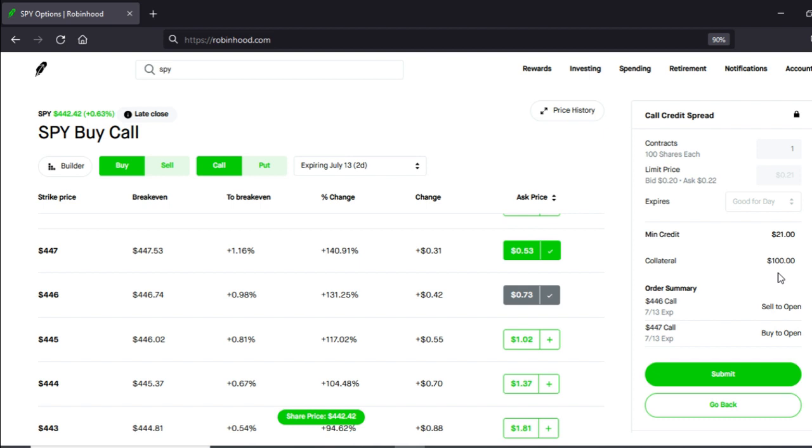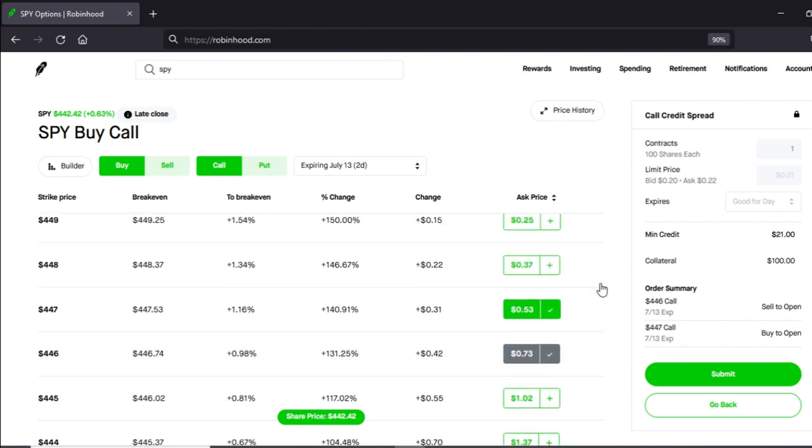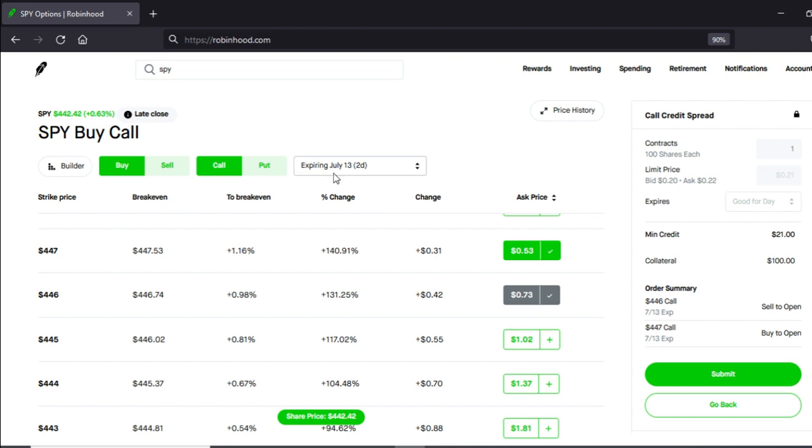But let me go ahead now and show you the 3 ways in which this strategy could go. So come expiration date of July 13th, if SPY share price is below $46, then that's what we're going to consider a win. That's going to be a win because not only do we get to keep our minimum credit of $21, we also get our $100 collateral released back to us, and we could go ahead and keep doing this trade again and again.